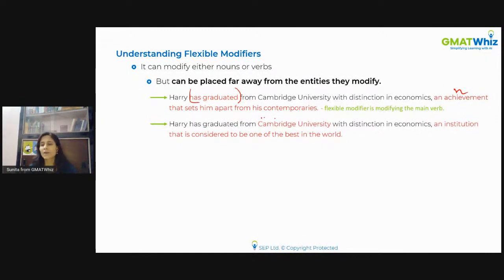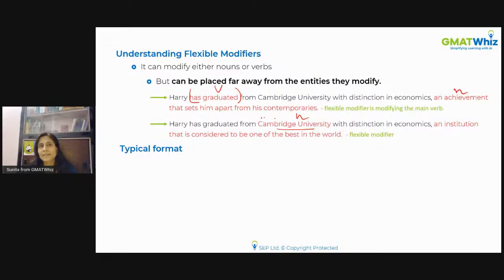Yeah, Harry has graduated from Cambridge University with distinction in economics. An institution, now here clearly you won't refer to the verb as an institution or economics as an institution. You would refer to the college. So here the flexible modifier is modifying the noun Cambridge University. So the flexible modifier can modify a verb from far. It can modify a noun from far away.